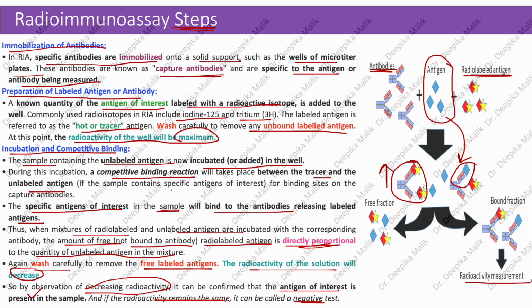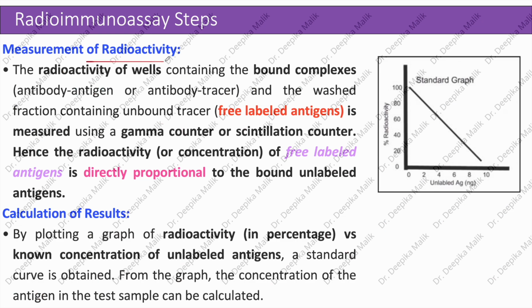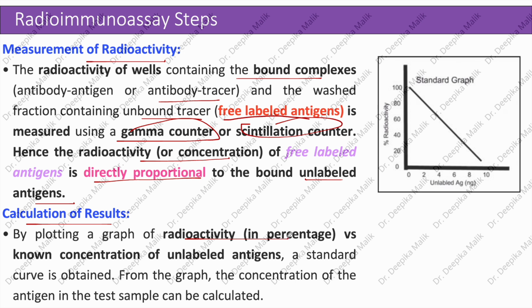The next step includes measurement of radioactivity. The radioactivity of wells containing the bound complexes, antigen antibody or antibody tracer, and the washed fractions containing unbound tracer, that is the free labeled antigens, is measured using a gamma counter or scintillation counter. Hence, the radioactivity or concentration of free labeled antigens is directly proportional to the bound unlabeled antigens. Calculation of results by plotting a graph of radioactivity in percentage versus known concentration of unlabeled antigens, a standard curve is obtained, as you can see in the diagram. From this graph, the concentration of the antigen in the test sample can be calculated.